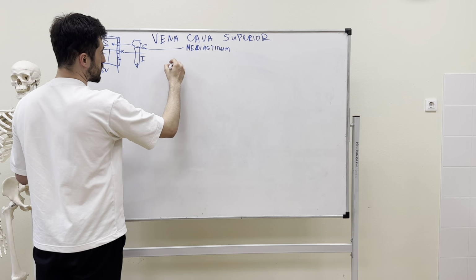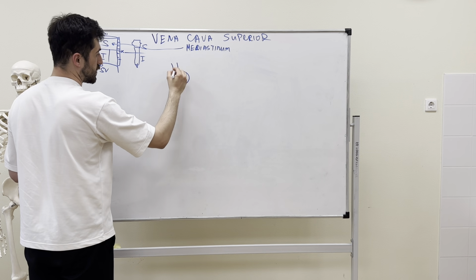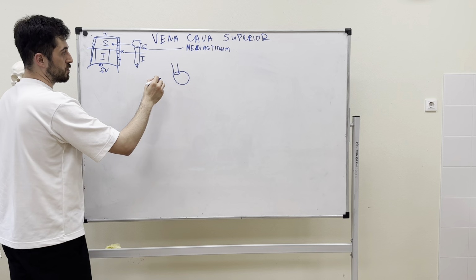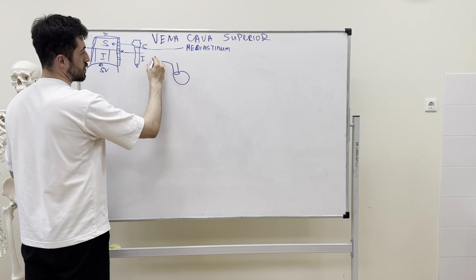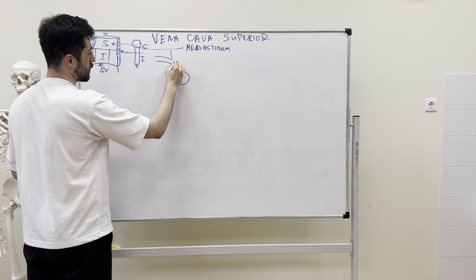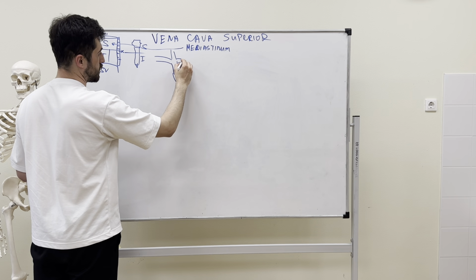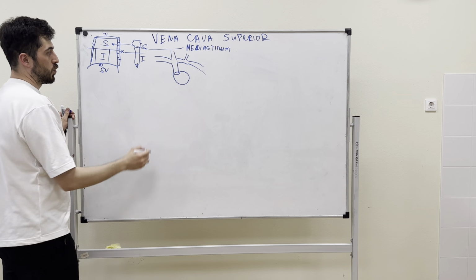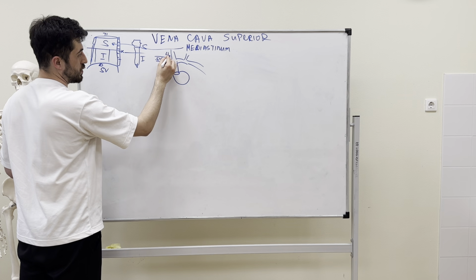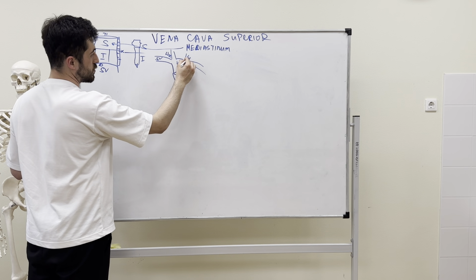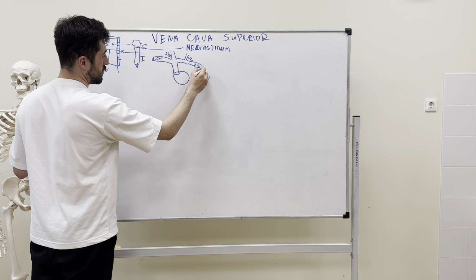The Vena Cava Superior is a structure which drains into which part of our body? Right atrium. The Vena Cava Superior is formed by which branches? Internal jugular and subclavian. Yeah, so like that, right? We have the subclavian vein and the internal jugular vein, right internal jugular and left, and this was the right and this was the left subclavian vein.